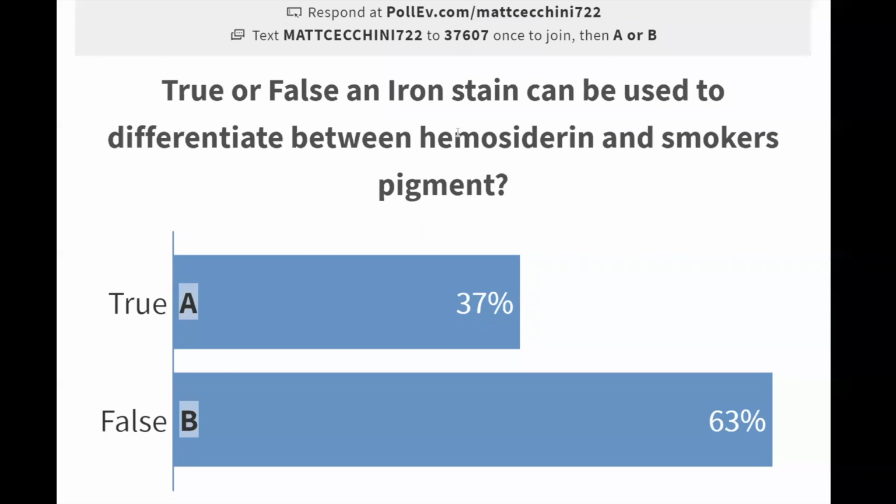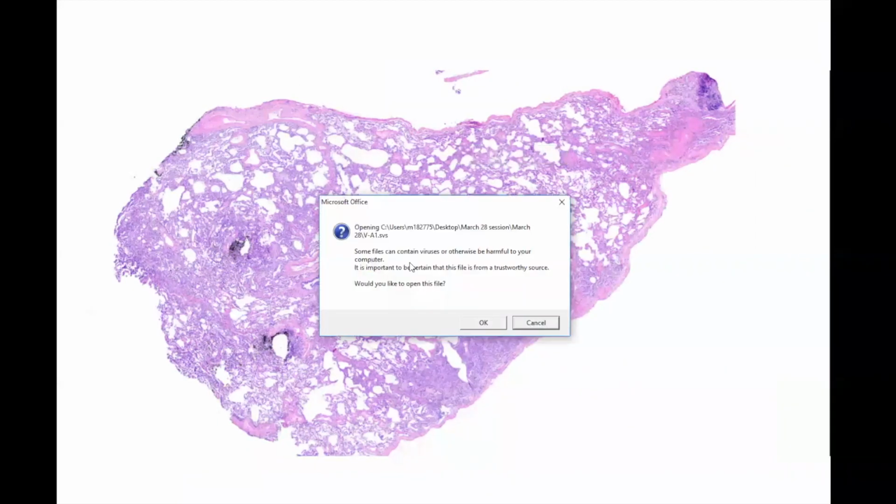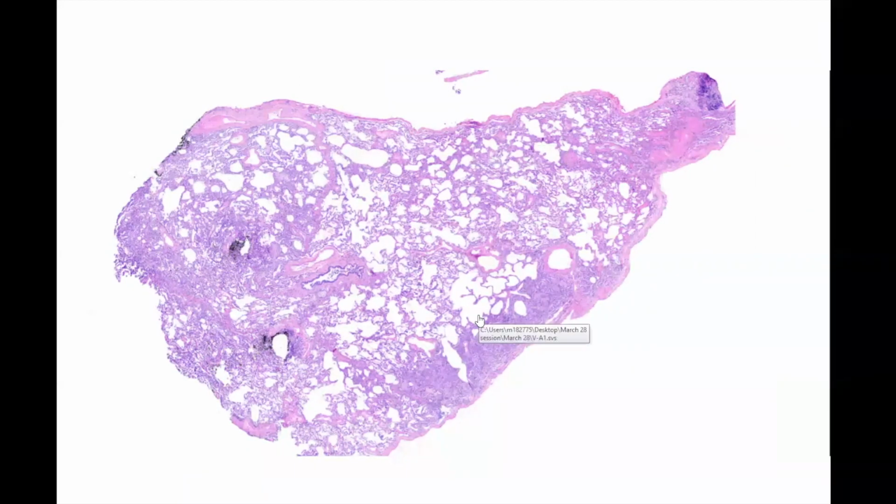There's also an entity called smoking-related interstitial fibrosis, and that's fibrosis of the interstitium that we saw in our case of DIP. It has a very collagenous appearance to it. Maybe next time I'll show a case of that as well. So yeah, let's keep moving ahead so we can finish.